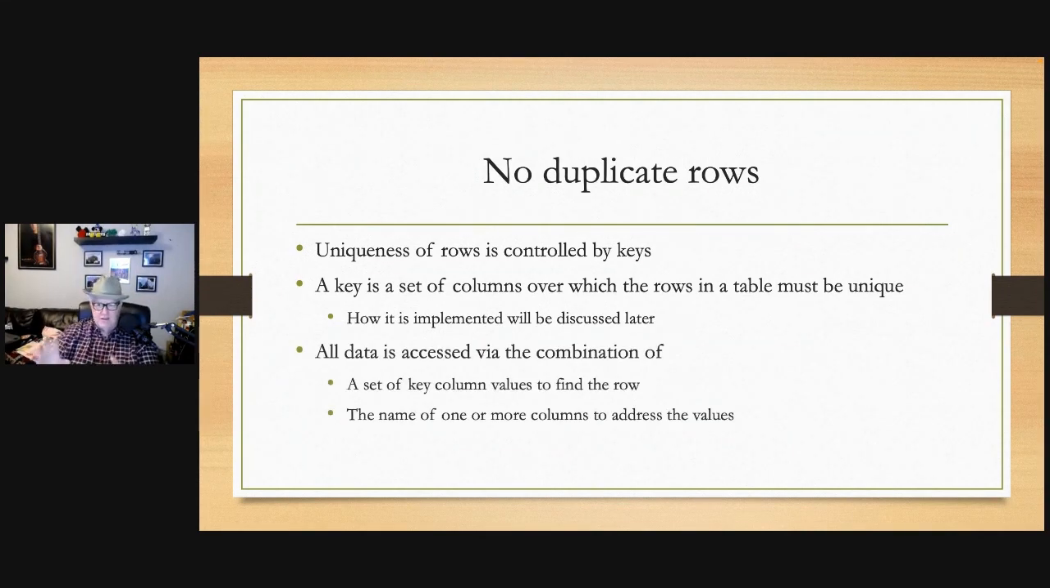Because all data in a relational engine is accessed via two things. You have the key columns. I know the employee number. I know the state they live in and their driver's license number. And I know the name of one or more columns to address the values. I can go, give me the first name, last name, middle name of the customer whose employee number is X. So we have that, and that makes it very easy to fetch data.